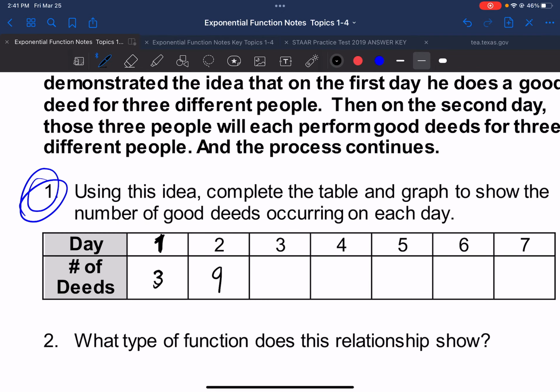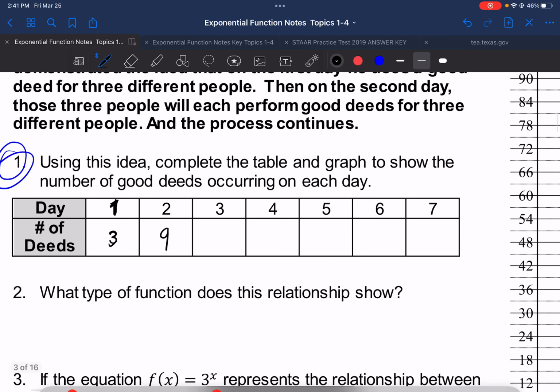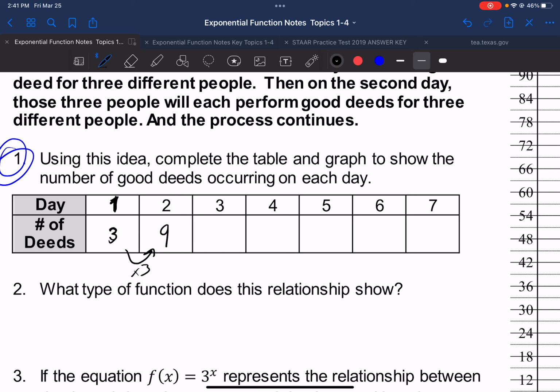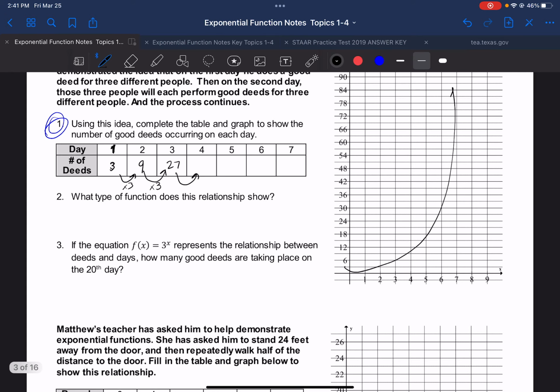And it just keeps going on. And it's actually multiplying. So what number did I have to multiply 3 by to get to 9? Times 3. So on day 3, we'll have 27, because that's times 3. And on day 4, you multiply this number times 3 and keep going on. That's how that works, and you graph it. This is why it's called exponential, because the way this graph would look, it would just curve so high, so fast, because it's an exponential graph.